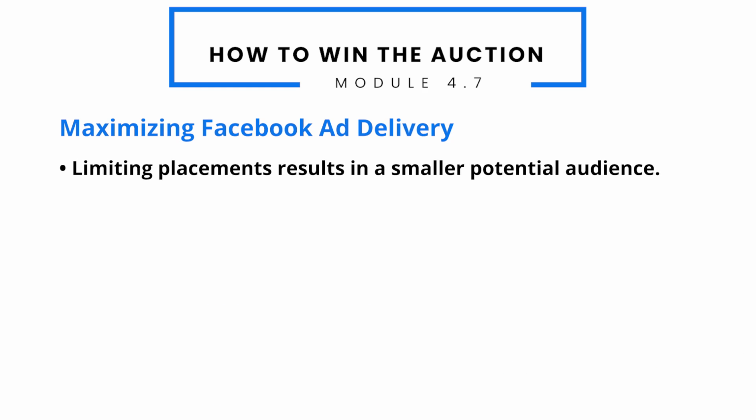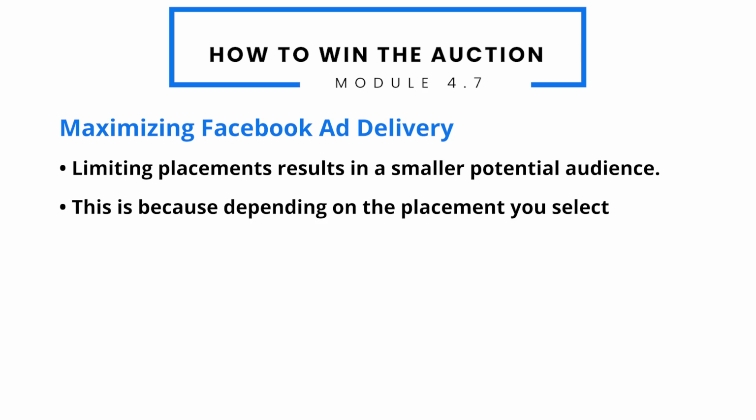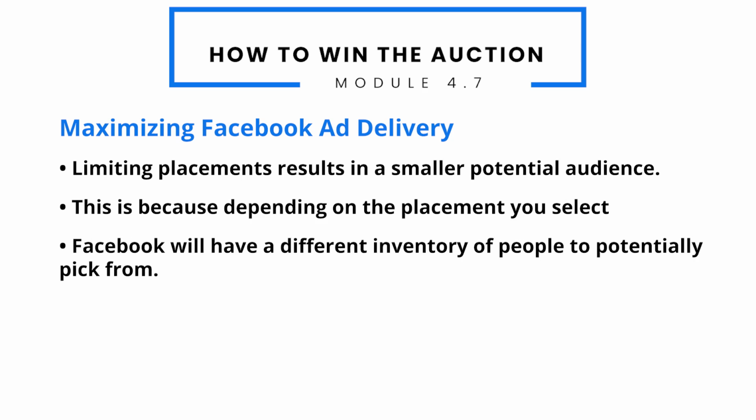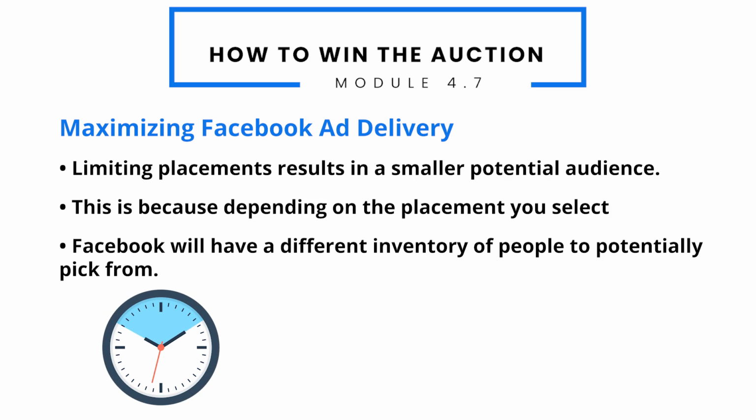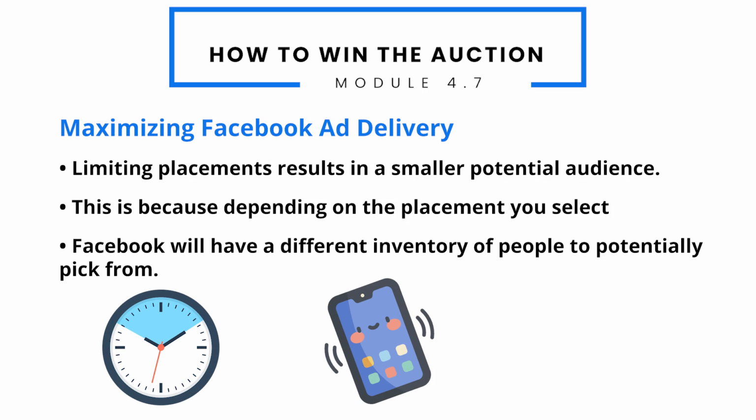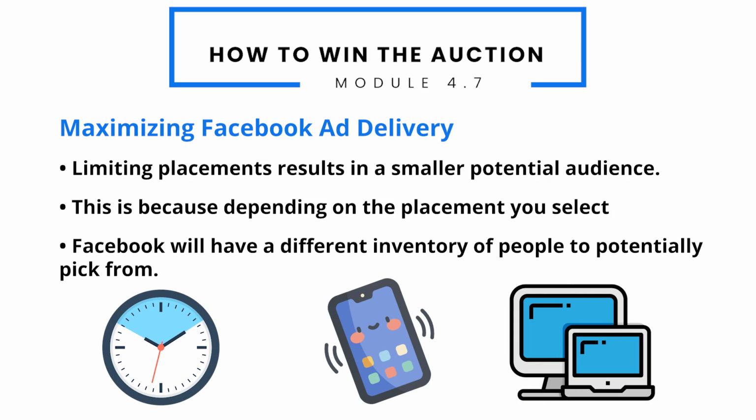Similarly, limiting placements results in a smaller potential audience. This is because depending on the placement you select, Facebook will have a different inventory of people to potentially pick from. The available inventory of people for a particular placement might also vary based on the time of day. Some people might use Facebook via the phone app during work and the desktop placement when they get home at 6 p.m.